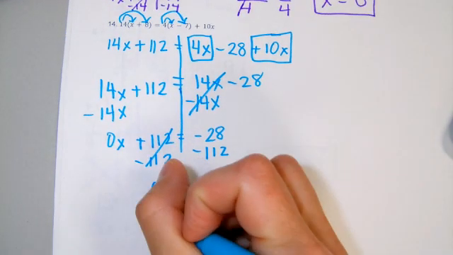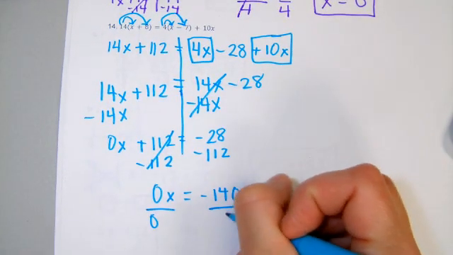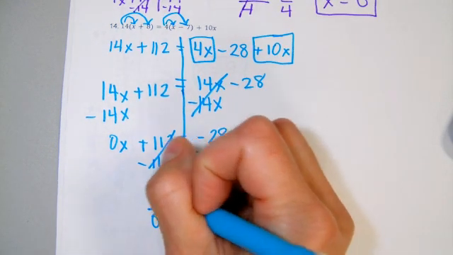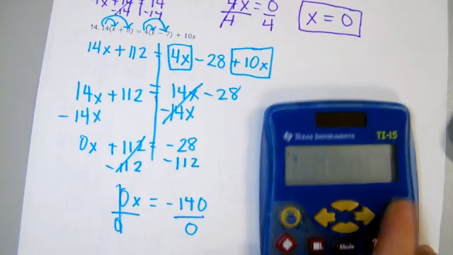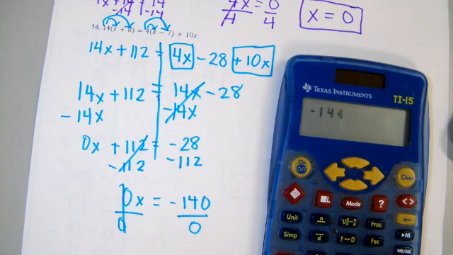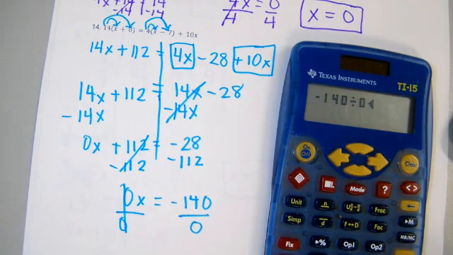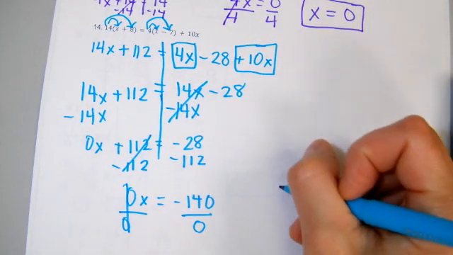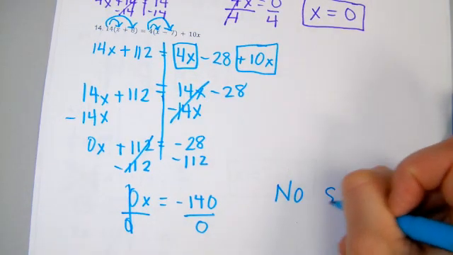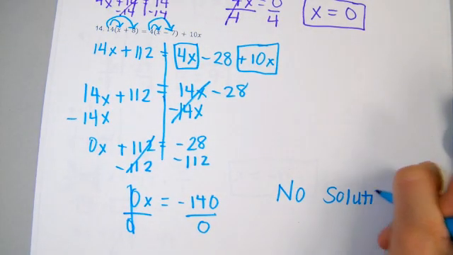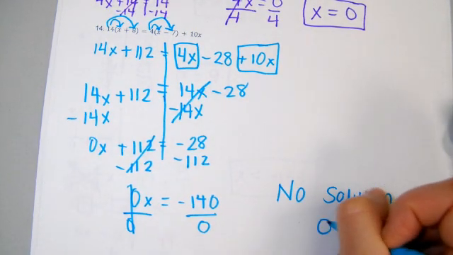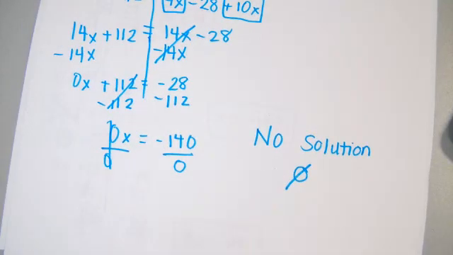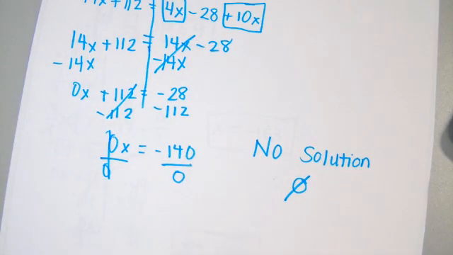So technically what we would do is divide each side by 0. But we just saw that when we divide by 0, negative 140 divided by 0, we cannot do that. We get an error. So this is no solution. This has no solution, and the symbol for that would be a 0 with a line through it.